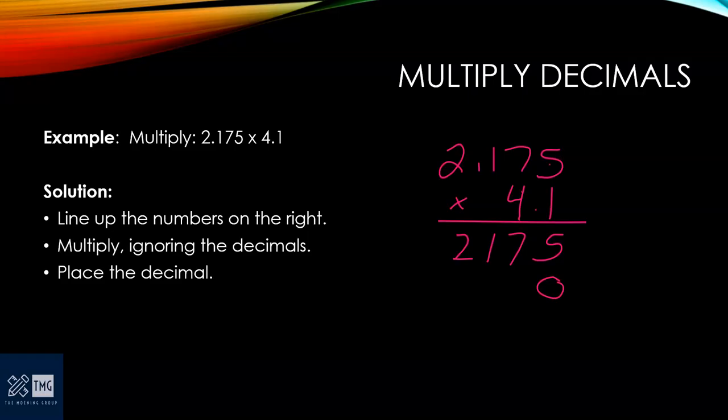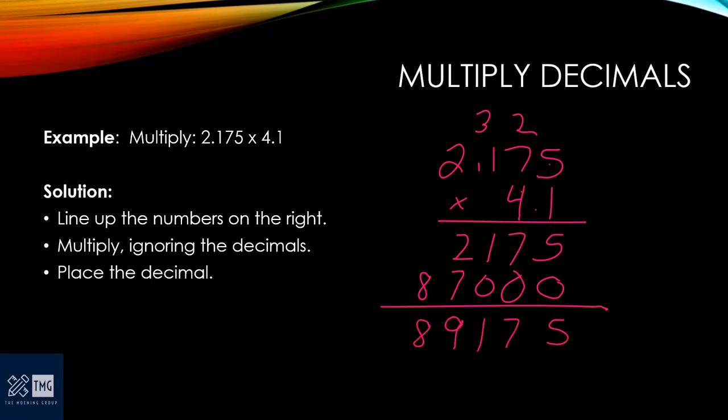Then 4 times 5 is 20, carry my 2. 4 times 7 is 28, plus 2 is 30, carry my 3. 4 times 1 is 4, plus 3 is 7, and 4 times 2 is 8. Now, when I add those together, I get what looks like 89,175. Okay, now we place our decimal. So recall that we have 3 decimal places in the top one, 1 decimal place at the bottom. So our final answer should have 4 decimal places.